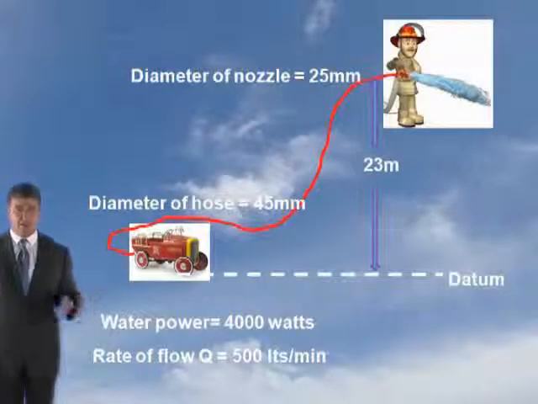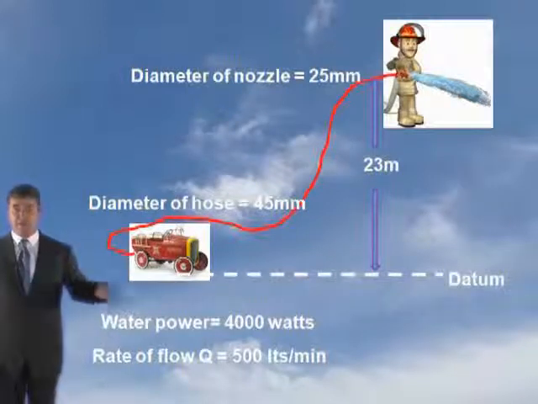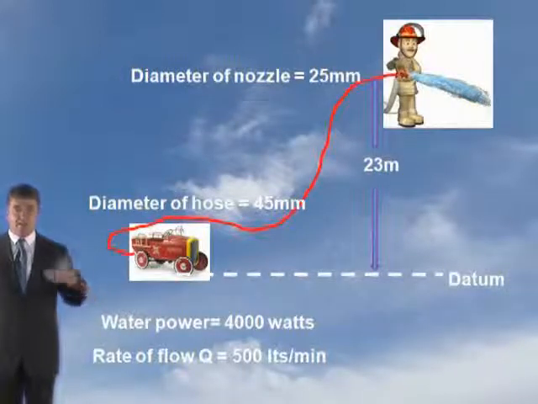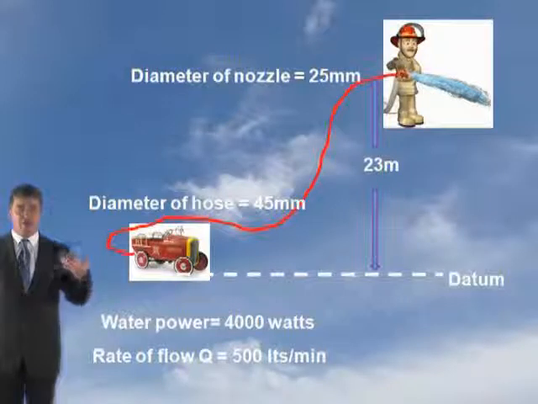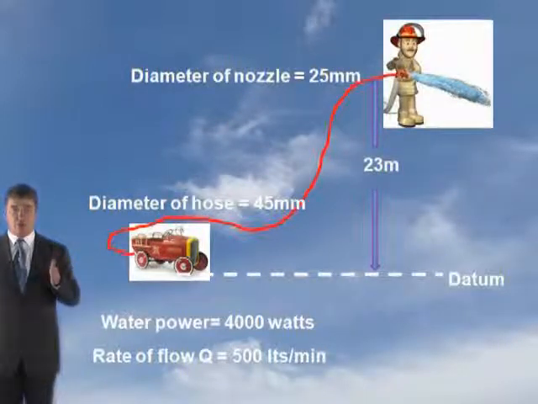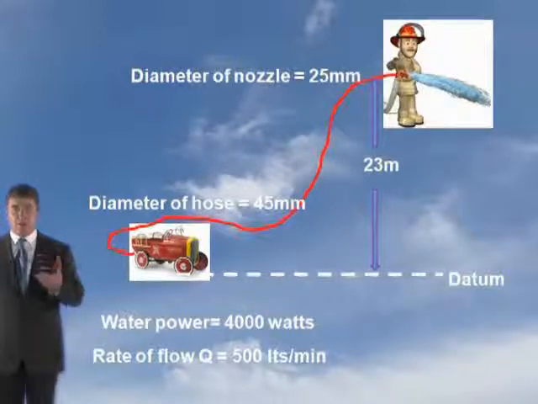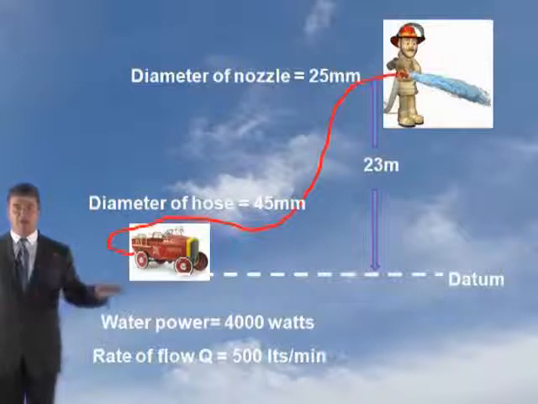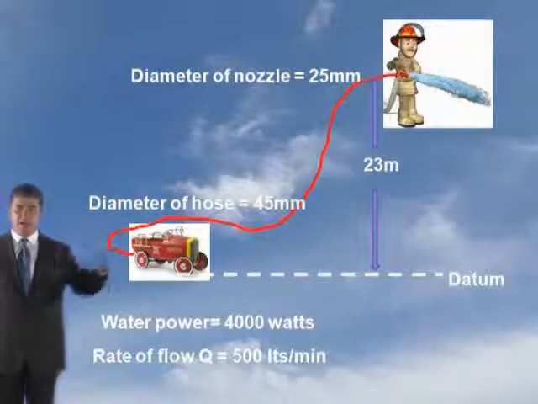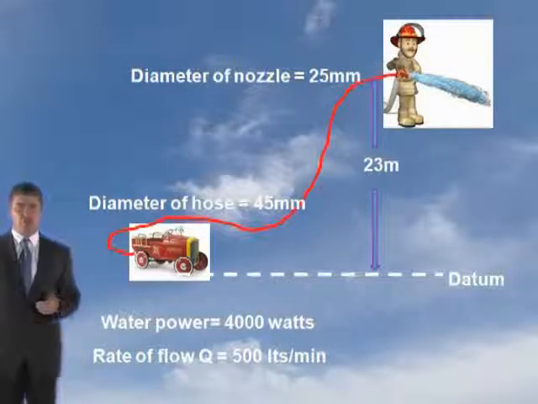As you can see in here, I've put all the calculations and the information in. I've put my datum line at the lowest point of the system, where the vehicle is. You put in your water power is 4,000 watts, your rate of flow is 500 litres a minute, and the diameter of your hose is 45 mil. The person's working on a branch 23 metres high and the diameter of the nozzle is 25 mil. Do you understand? You've got your point A where the fire engine is, and your point B where the fireman is. It gives you a clearer picture of what you're trying to work out. That's the first tip. So do a sketch.